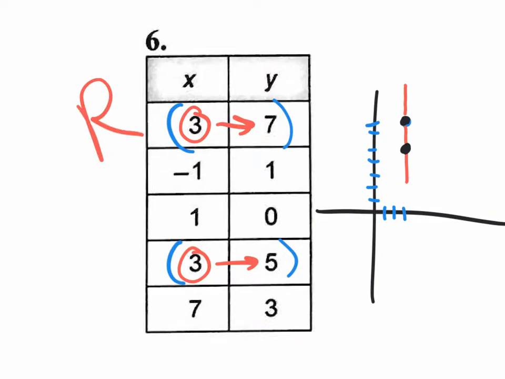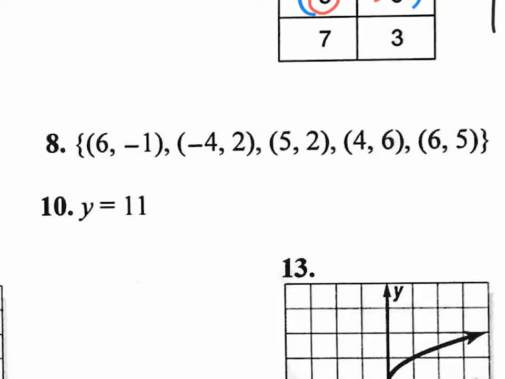Move on to number 8. Some of us are thinking, what the heck? Number 8, there's no graph, there's no table, we just have a bunch of coordinates. We need to remember that coordinates are really x and y values. And x and y values are really input and output values. In other words, my 6 is my input, my -1 is my output. So think about that in the machine. You plugged in a 6, you got out a -1. You plugged in a -4, you got out a 2. You plugged in a 5, you got out a 2. You plugged in a 4, you got out a 6.